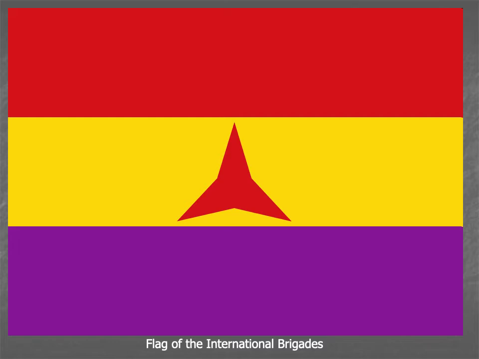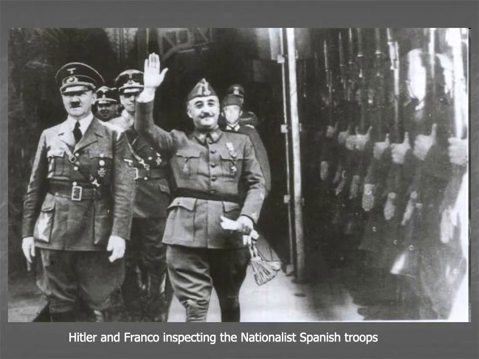And of course, we should be able to predict who he's going to find that hates communism more than anybody else. Well, of course, the first person he goes to is Adolf Hitler in Germany, who absolutely totally hates communism. And he also goes to Benito Mussolini in Italy, in fascist Italy, and they send him support, they send him soldiers, they send him weapons.